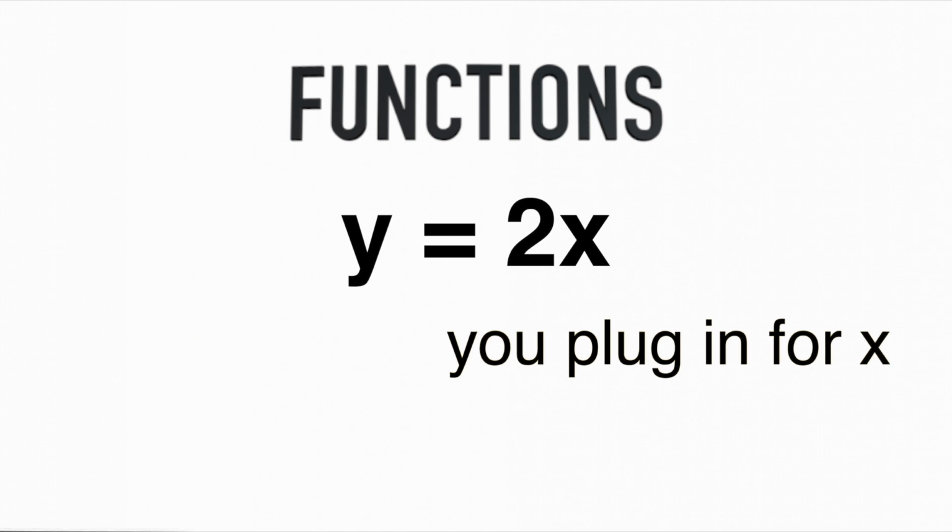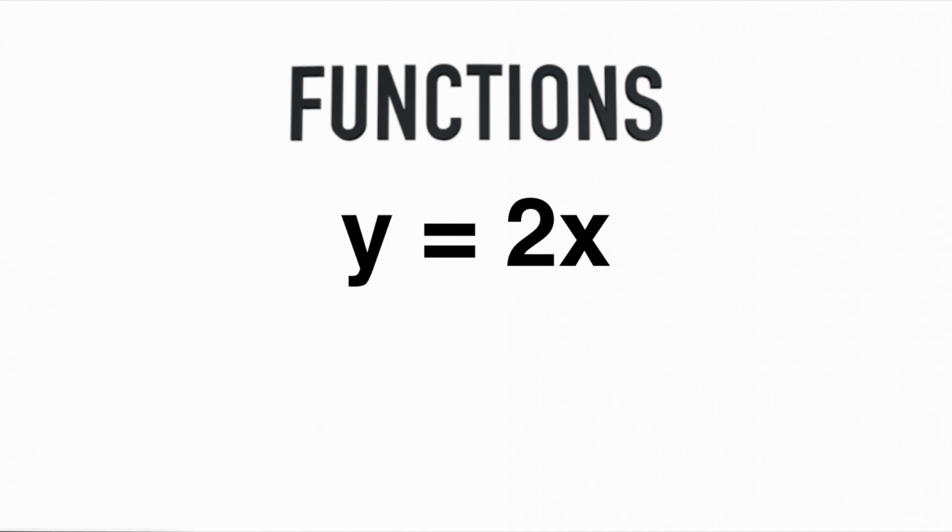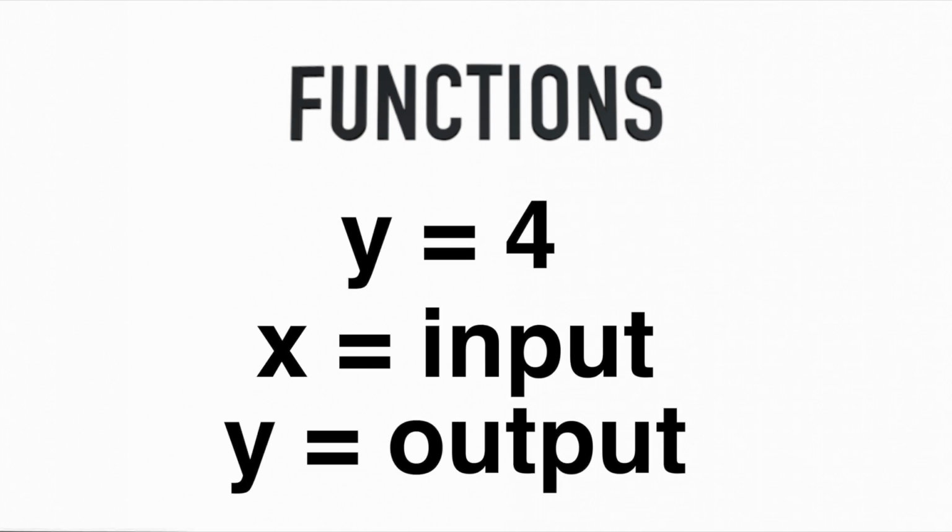If you give x the value of 1, then y would equal 2. Watch, you just plug a value in for x. That's the function. Think of it like input-output. If I put 2 in for x, then the output, which is y, would be 4. Remember, x is input and y is output. This is very important to memorize.